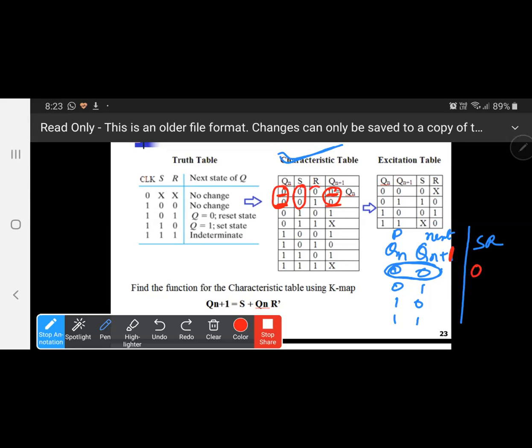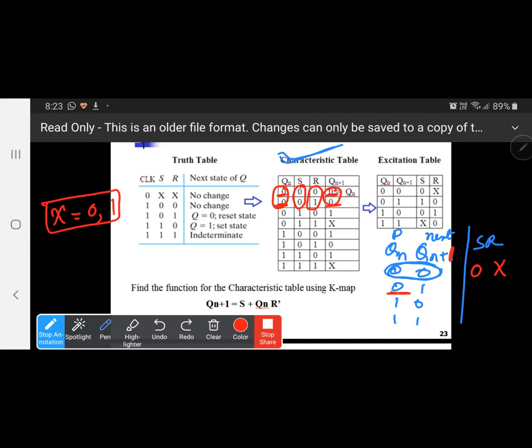But what is the value of R? 0 and 1. So what will I write here? Don't care. That means don't care represents that it can be 0 also, it can be 1 also. Is it clear?